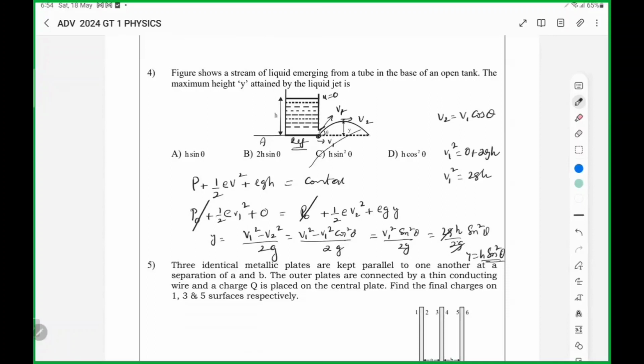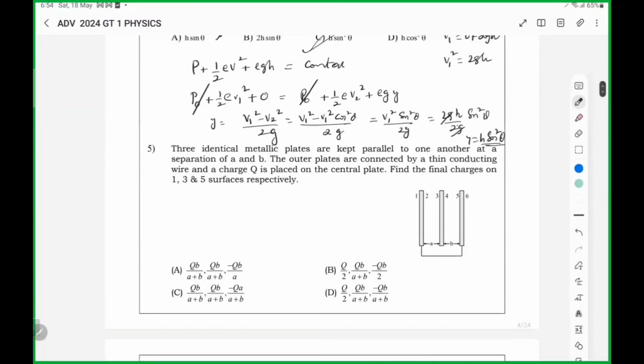Or we can take that at this point its velocity is root 2gh. So with that velocity it attains a maximum height. Y is equal to u square sine square theta by 2g, which is 2gh sine square theta by 2g, which is h sine square theta.